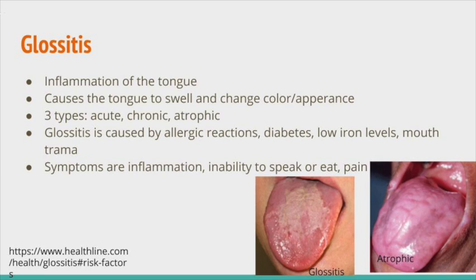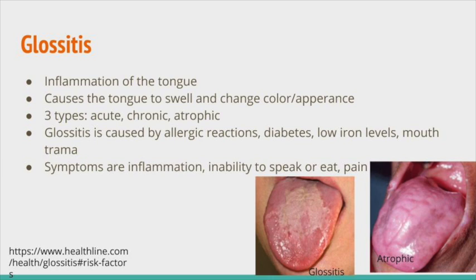Glossitis is inflammation of the tongue. It causes it to swell and change color. As you can see in the two pictures below, there are 3 different types. I only found 2 pictures that really show well the glossitis and the atrophic. So there's acute, chronic, or atrophic. And glossitis is caused by allergic reactions, diabetes, low iron levels, or mouth trauma. And the symptoms include inflammation, inability to speak or eat, or pain.